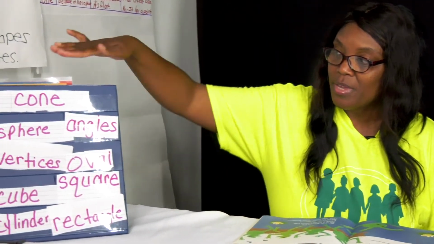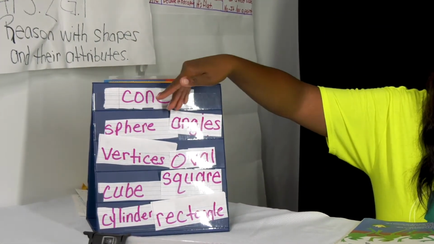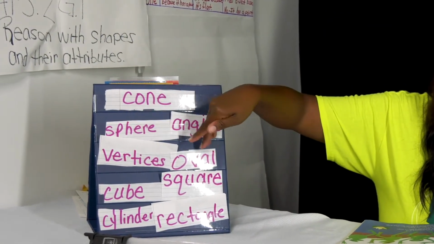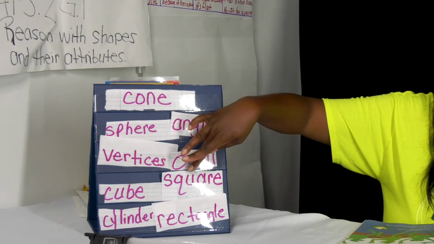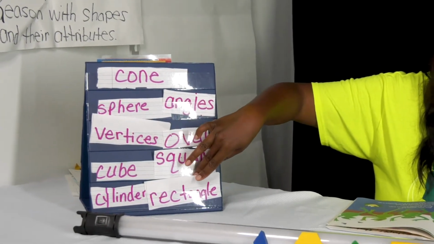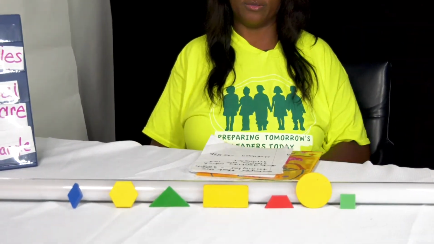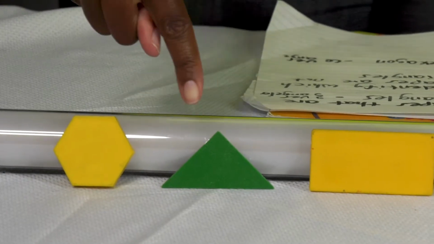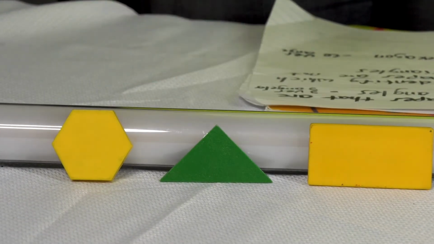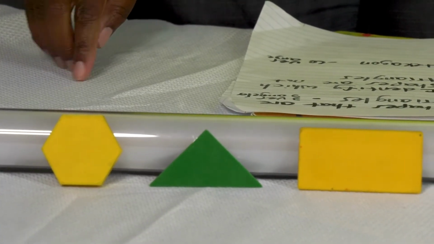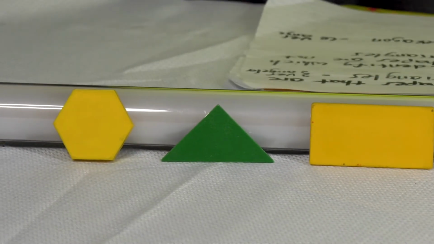So we're going to talk about our vocabulary words for shapes. It's cone, sphere, angles, vertices, oval, cube, square, cylinder, and a rectangle. Alrighty. Shapes that are triangles, they have 3 vertices and 3 angles. Triangle. You see it has 1, 2, and 3 angles and 3 vertices, which are points.